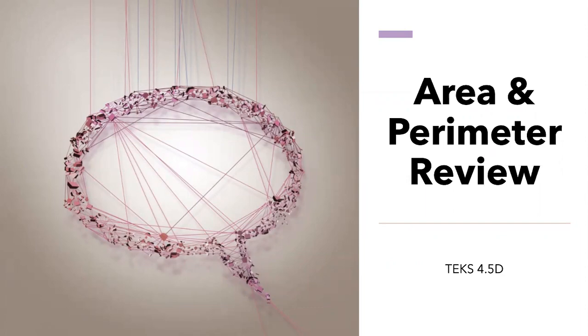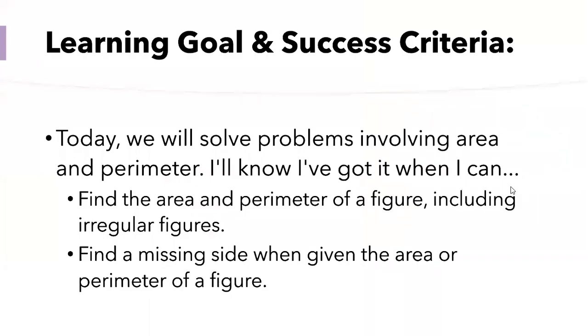Our TEKS for today are 4.5D. Our learning goal and success criteria. Today, we will solve problems involving area and perimeter. I'll know I've got it when I can find the area and perimeter of a figure, including irregular figures, and find a missing side when given the area or perimeter of a figure.